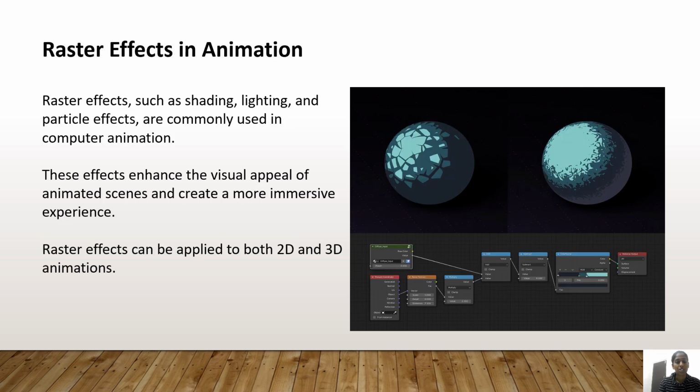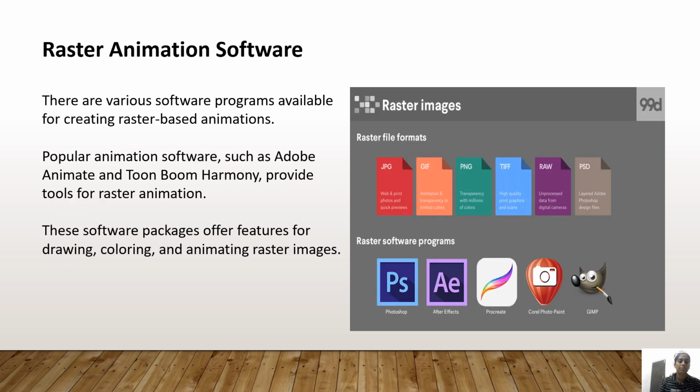Raster effects in animation. Raster effects such as shading, lighting, and particle effects are commonly used in computer animation. These effects enhance the visual appeal of animated scenes and create a more impressive experience. Raster effects can be applied to both 2D and 3D images.